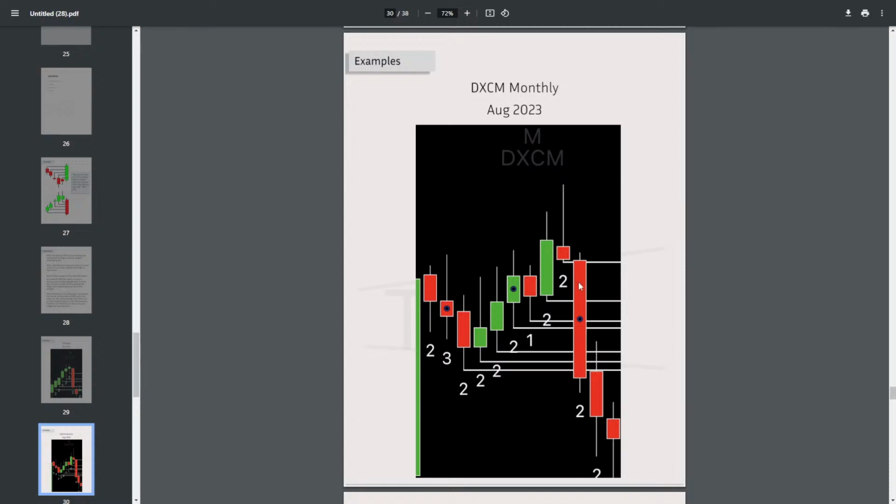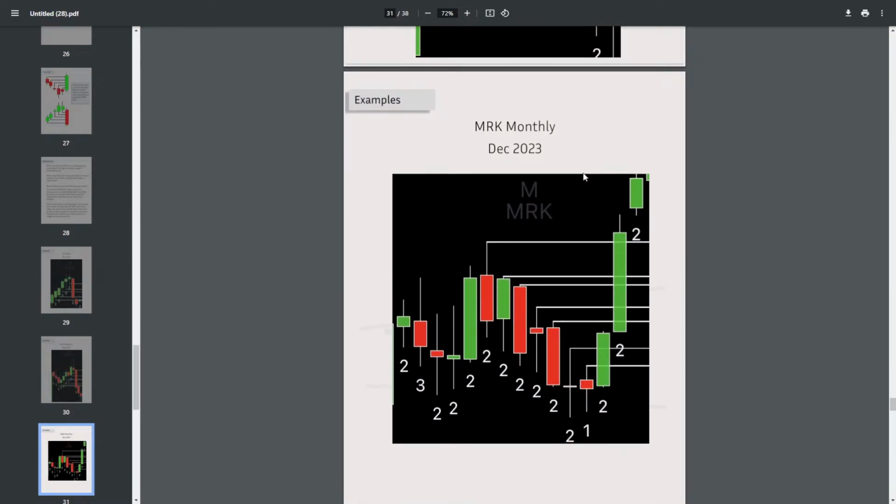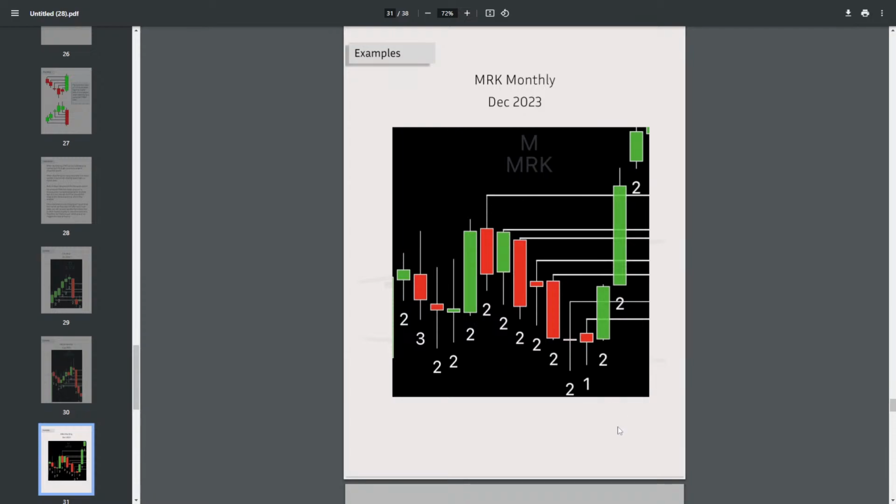You can see it takes a little bit actually on the daily chart. It takes a little bit to get down here. And then once they take this one out, they just take them all out. The first triggers the next, and so on. And we'll actually pull this up towards the end of these examples here, and I'll show you on the daily chart how that works. This is MRK monthly going into the end of 2023.